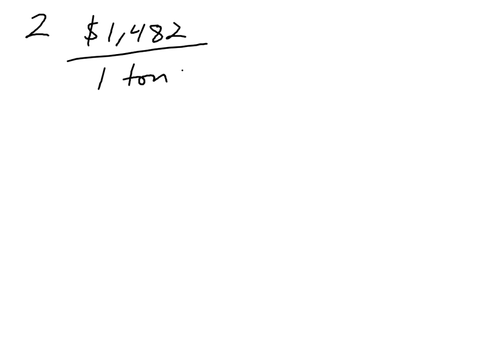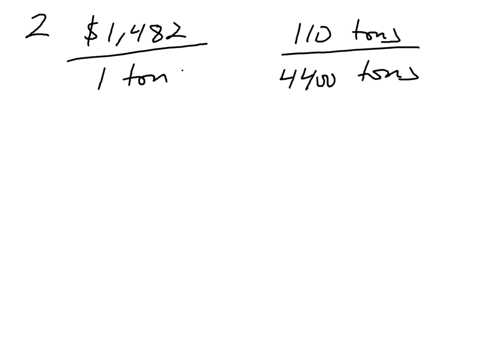All right. Now it shows us that we purchased 4,400 tons last year from Japan, but 110 were discarded because they weren't good. So 110 tons out of 4,400 tons were discarded, and when you do 110 over 4,400, you get 2.5%, or 0.025.